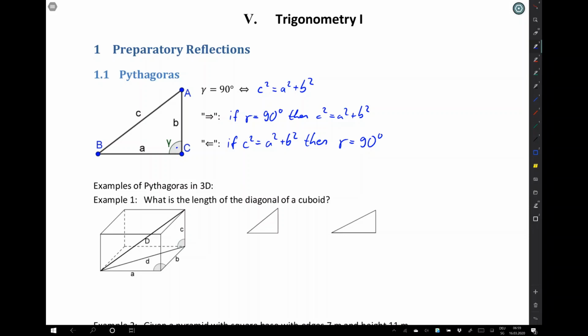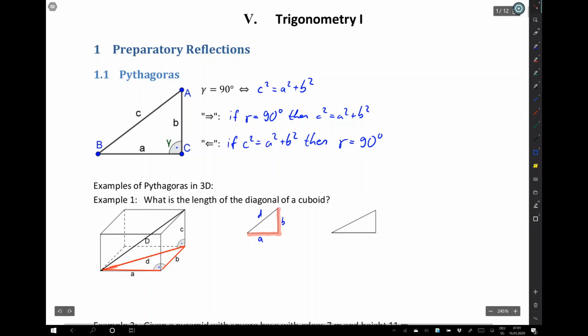Let us now look at two examples in 3D. The first one is given a cuboid with sides a, b, and c. We want to find out how long the diagonal of the cuboid is, the Körperdiagonale. We see that the two angles shown here are both right angles. And we start by looking at the triangle ABd.